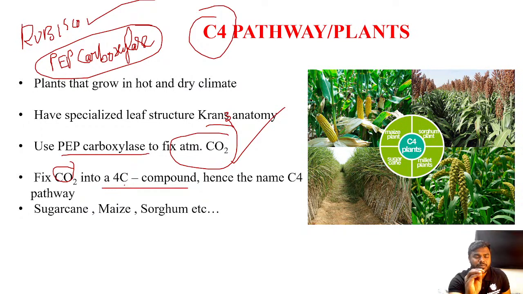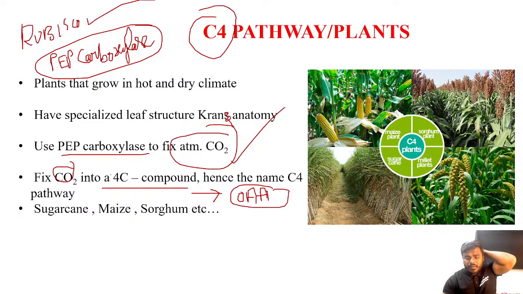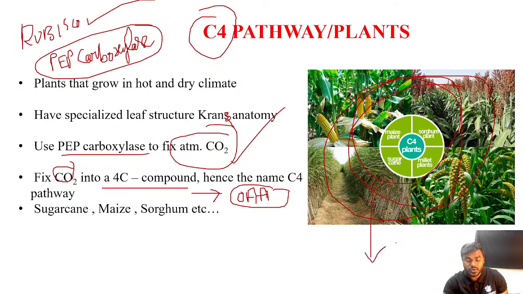Why have we given the name C3 pathway? Because the stable or intermediate product is 3 carbon. That's why we call it the C3 pathway. Here the stable or intermediate product is 4 carbon, so we call it the C4 pathway. What is the best example of that 4 carbon containing compound? Oxaloacetic acid. Simple point. Which plants are the best examples? Sugarcane, maize, sorghum, millet. These are the 4 standard examples. I request every student to remember at least another 4 plants apart from these standard 4 plants.